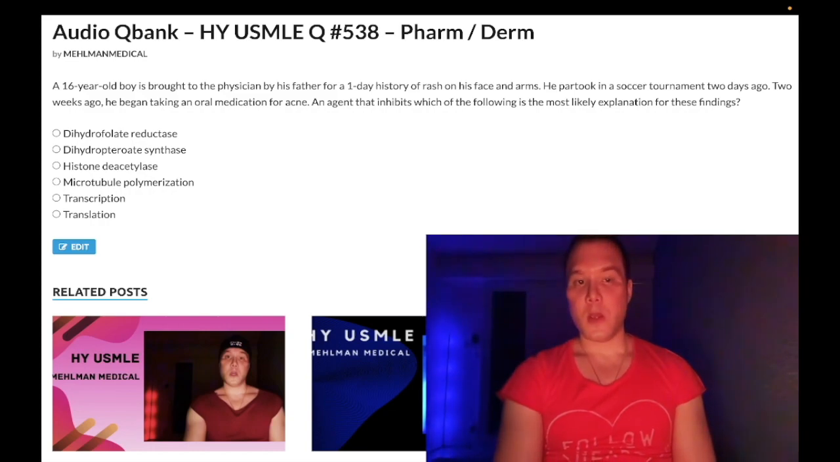Now start the clip. A 16-year-old boy is brought to the physician by his father for a 1-day history of rash on his face and arms. He had a soccer tournament 2 days ago. 2 weeks ago, he began taking an oral medication for acne, an agent that inhibits which of the following? Which is the most likely explanation for these findings?